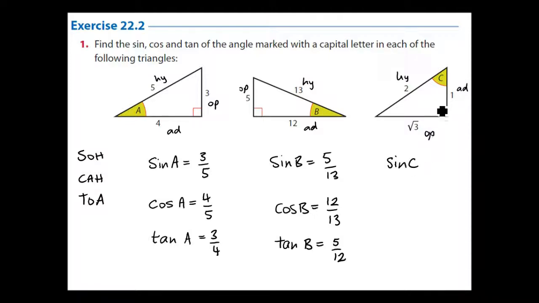The last one, angle C, sine of C is opposite over hypotenuse, root 3 over 2. We don't have to do anything else with it, just leave it like that. Cos of the angle C is adjacent over hypotenuse, which is a half. And lastly, tan of the angle C is opposite over adjacent, which is, in this case, root 3 over 1. Now there's no need to write over 1, you could just write it as root 3 if you wanted. Makes more sense.